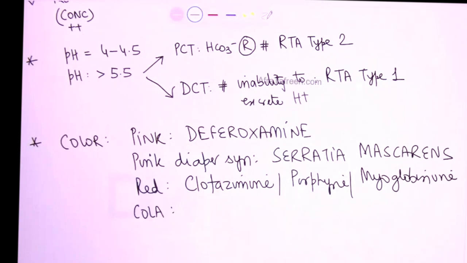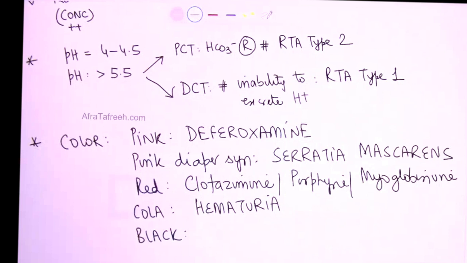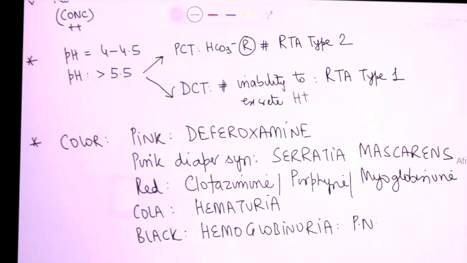Cola color urine is specific for hematuria, and I have already explained to you the fact that if you centrifuge the urine specimen of the person, the supernatant will always become relatively clear. Then, is the patient passing black color urine? Now black color urine could either be a presentation of hemoglobinuria, like paroxysmal cold hemoglobinuria, paroxysmal nocturnal hemoglobinuria.